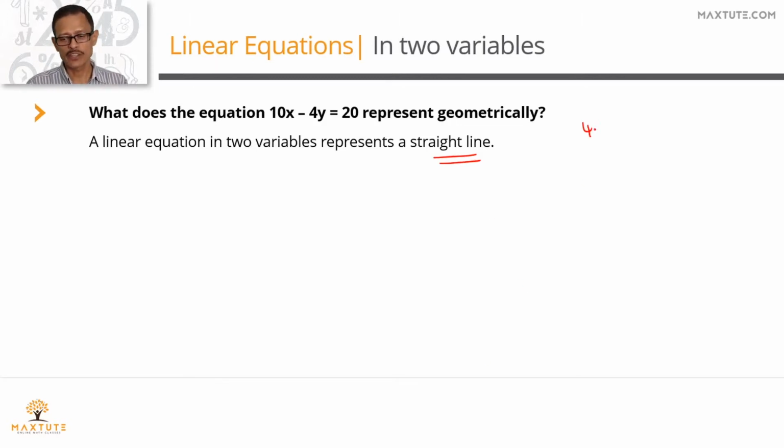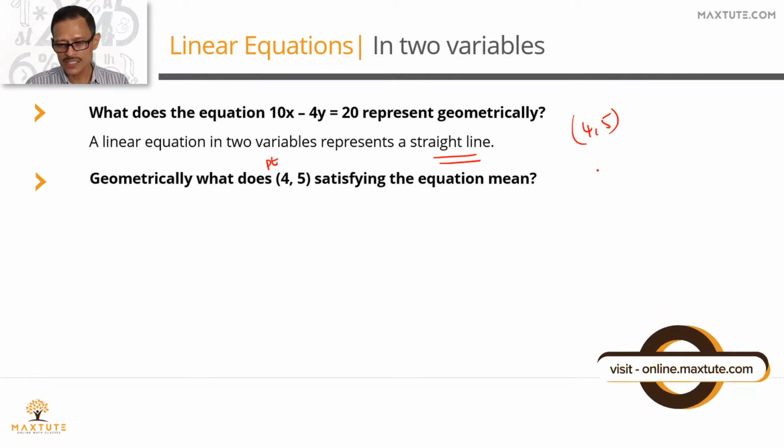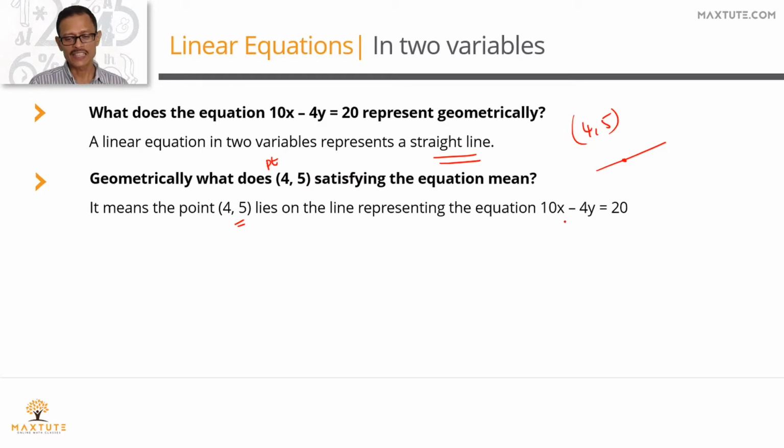Now let's look at that point (4, 5). We knew that (4, 5) satisfied this equation. What does this (4, 5) look like, these values? It looks like coordinates of a point. So if (4, 5), when I plugged it into this equation, satisfied it, and we know that this is the equation of a line, then it essentially means that (4, 5) are the coordinates of one of the points on this straight line. Then the point (4, 5) lies on this line 10x minus 4y equals 20.